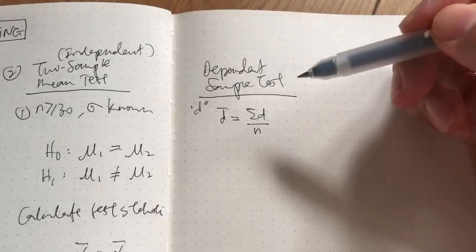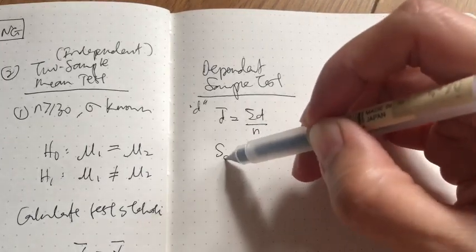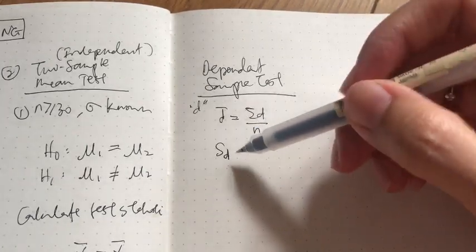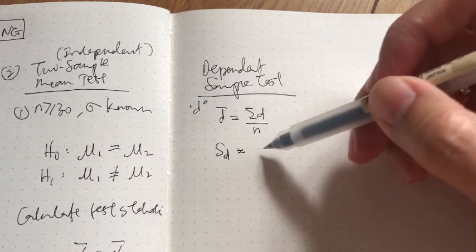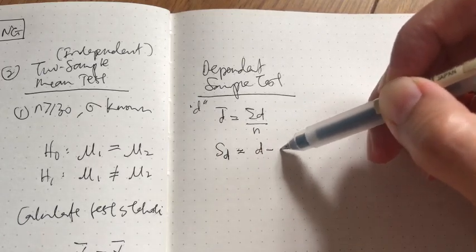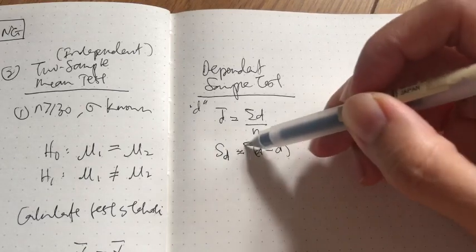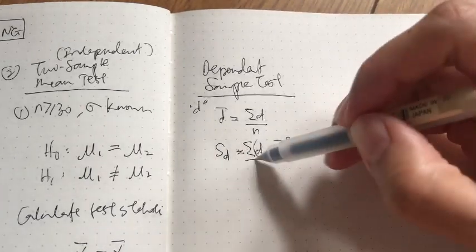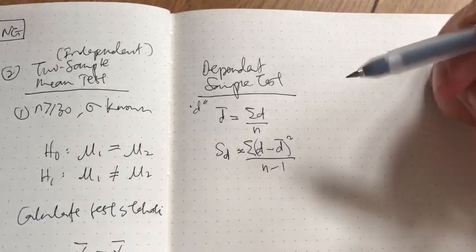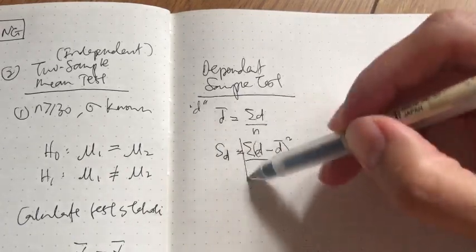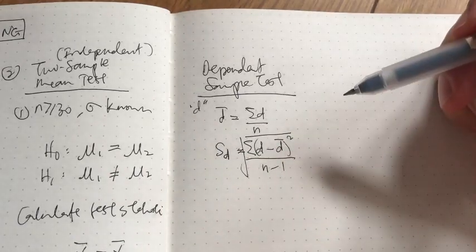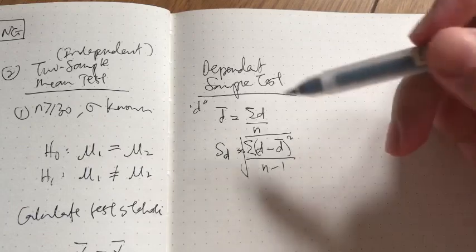Okay, and then besides the d bar, we also need to find the standard deviation of the differences. Okay, so here in this case, each and every value of the difference minus the average here, then square it, now we sum it. Okay, again up here is the sum of squares over n minus 1. Okay, and because it's standard deviation, we square root it. All right, so we've already found this.